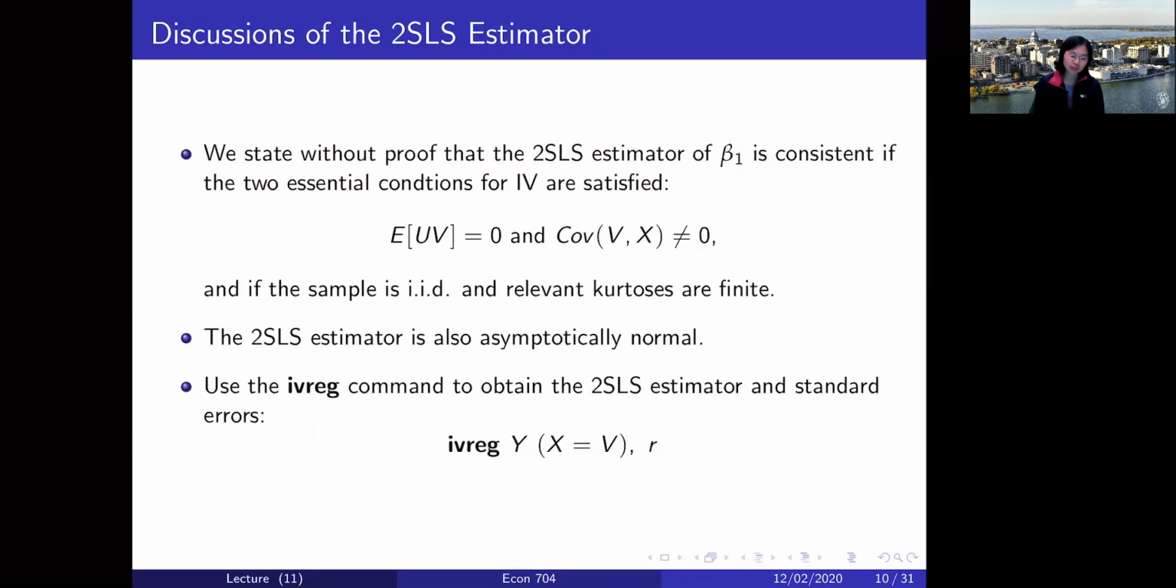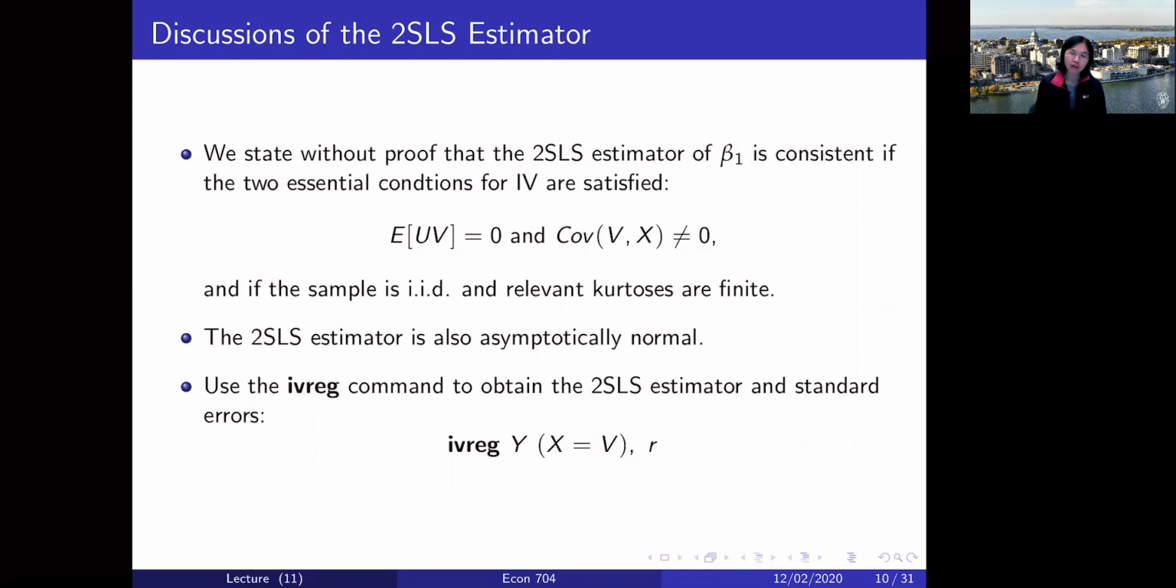So consistency is useful. As we said, we may also need some kind of distribution for the estimator. It's good to know that the 2-stage least square estimator is also asymptotically normal, just like the OLS estimator. And we are able to estimate the asymptotic variance of the estimator using a Stata command.